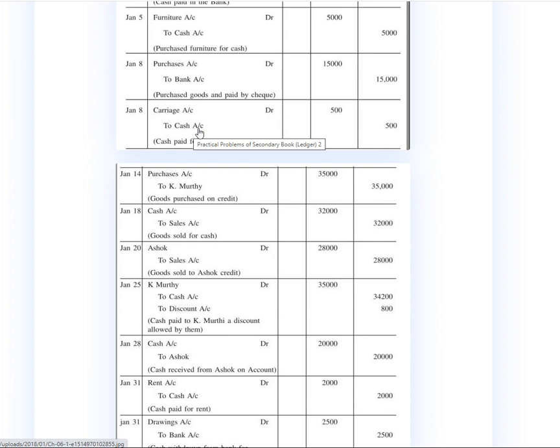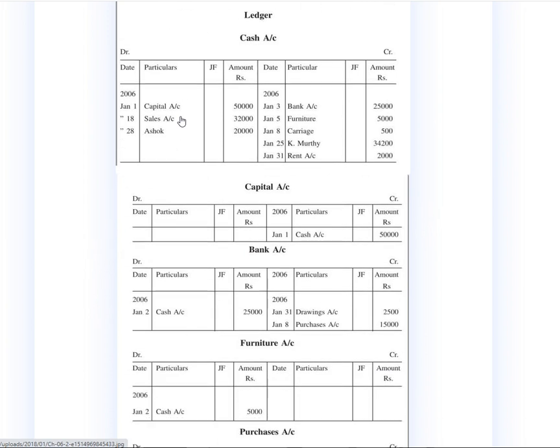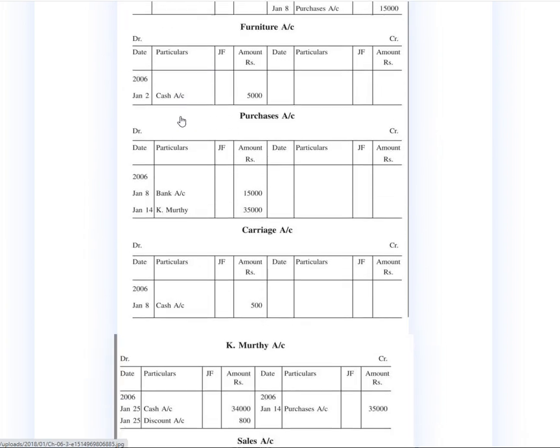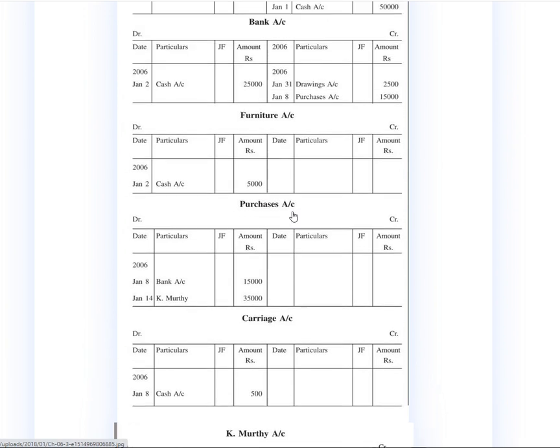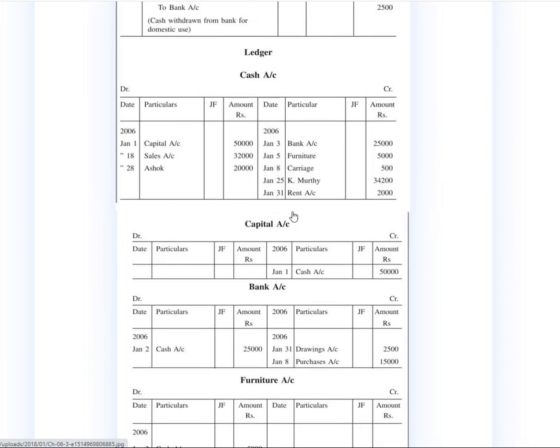Cash account we have already. We have to open one carriage account. In carriage account we will debit that amount. Yes. Carriage account debit to cash account. In cash account we go and credit that amount. Right, cash account credited by carriage account 500 rupees. That is how we are recording the transaction here.